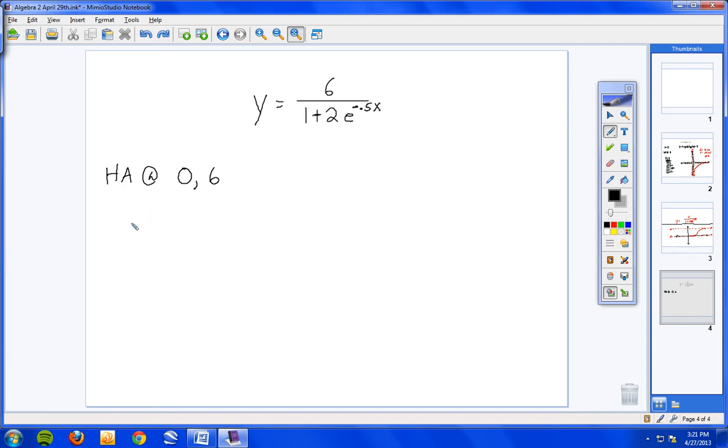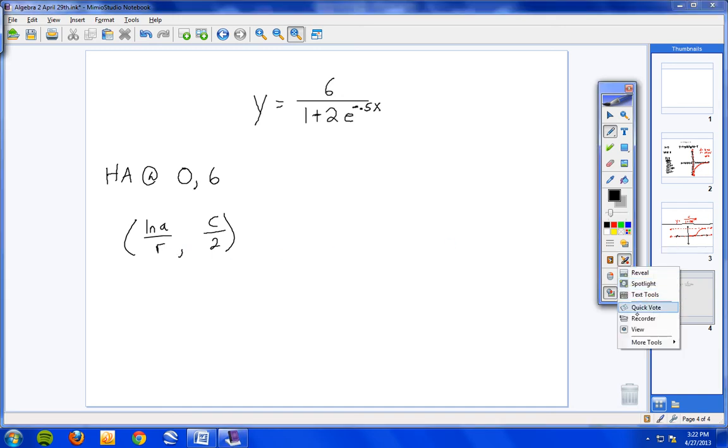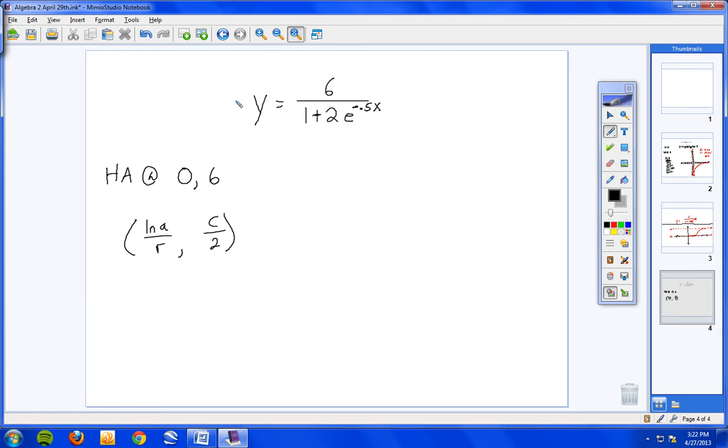If you'll look at step 2 in your notes, it is natural log of A over R, comma, C over 2. All right, so using that formula, we are now going to find the middle value of the graph. So I think it would be very wise for us to quickly label some of these numbers up here. Well, if you'll look in your notes, 6 is always your C, and 1 is always going to be your A.